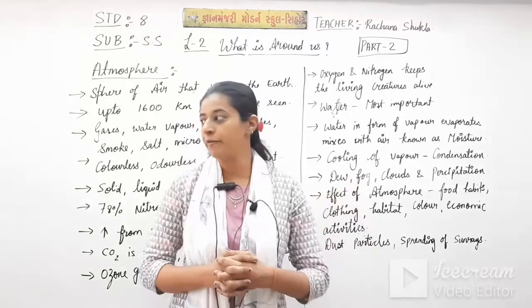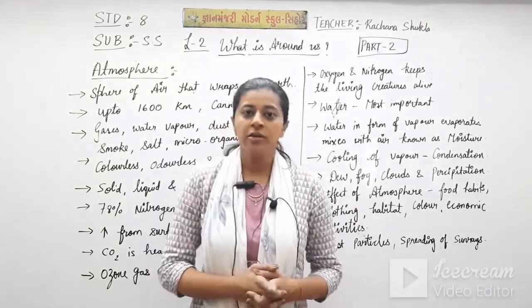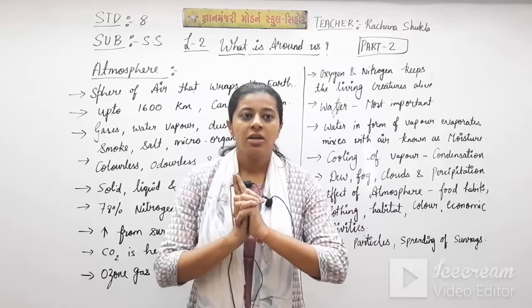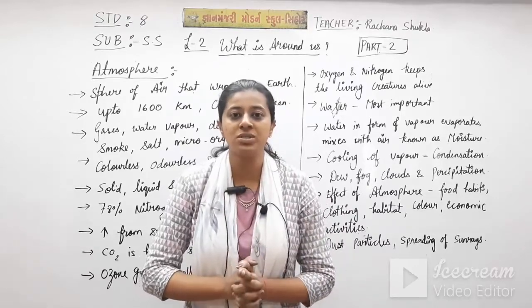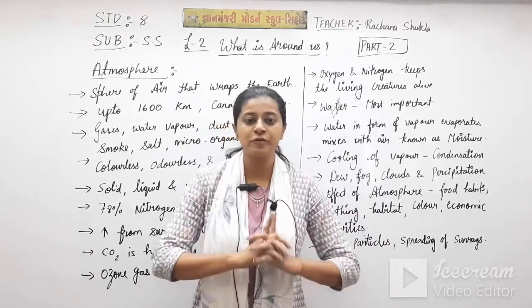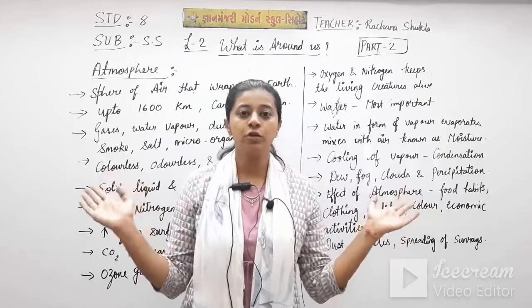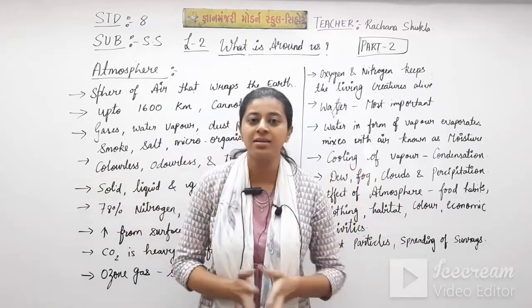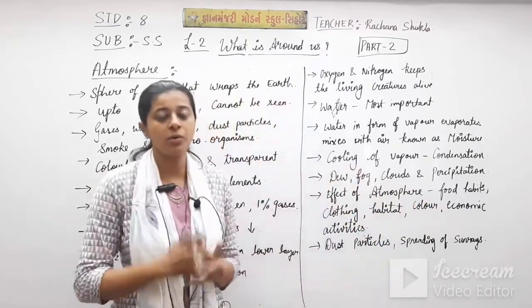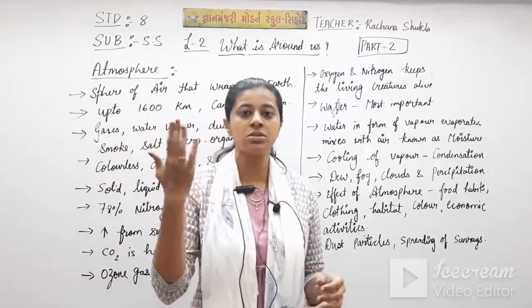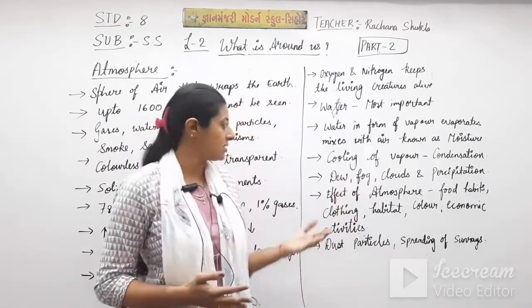Now talking about fog. What is fog? If you visit hill stations, especially in the monsoon season, you see the atmosphere full of clouds, full of smoky area, and that is known as fog. The visibility comes to almost zero. That is known as fog.